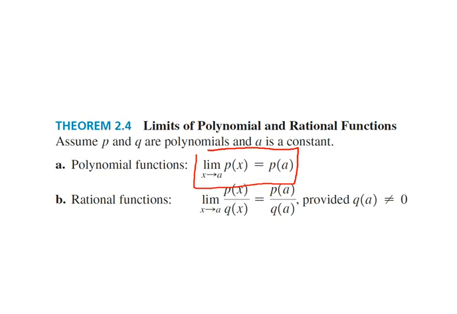Well, the same sort of thing happens with rational functions as well, as long as the denominator does not equal 0. We can't have a 0 in the denominator. So provided that a does not give us a 0 in the denominator, then we're good. We can just plug it in. So for any polynomial or rational function, you can evaluate the limit by evaluating the function at that a value.